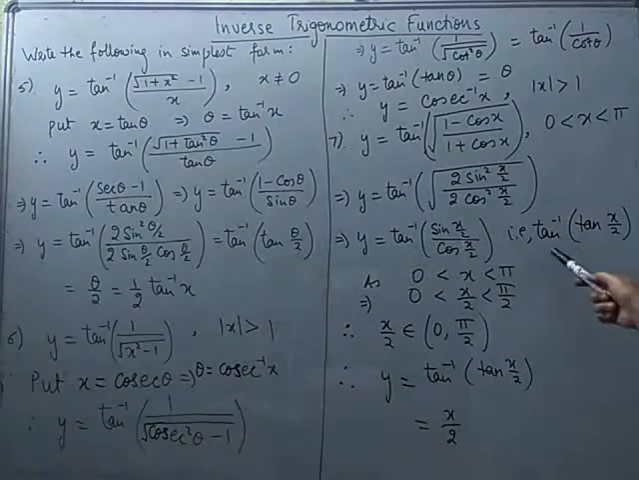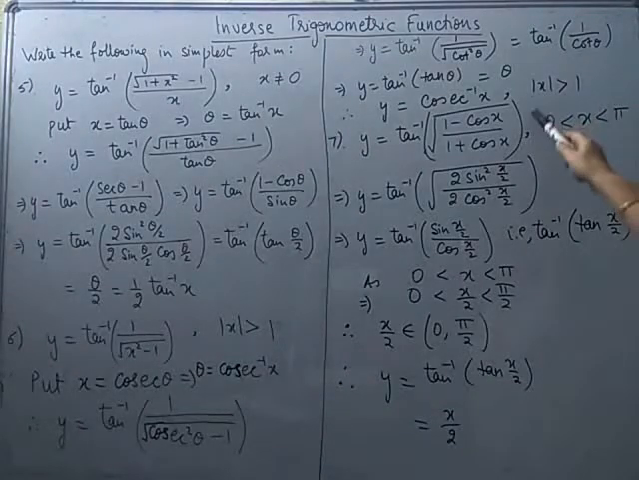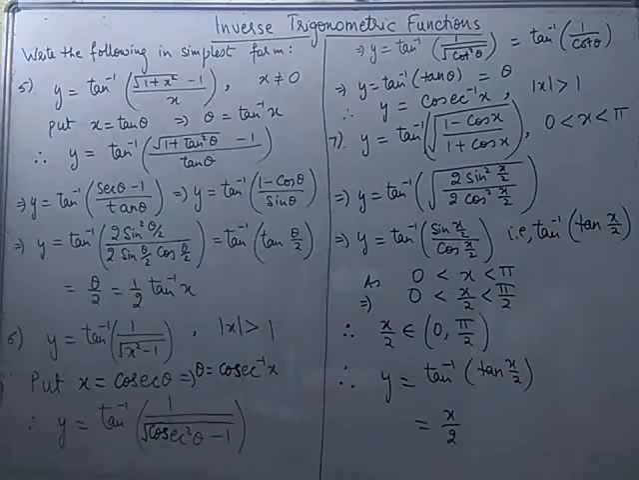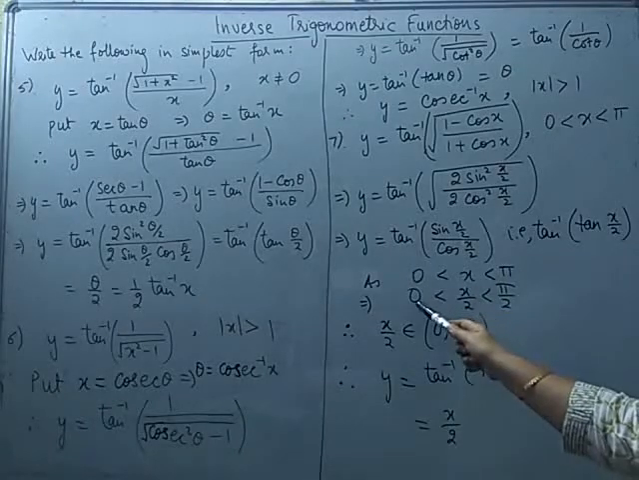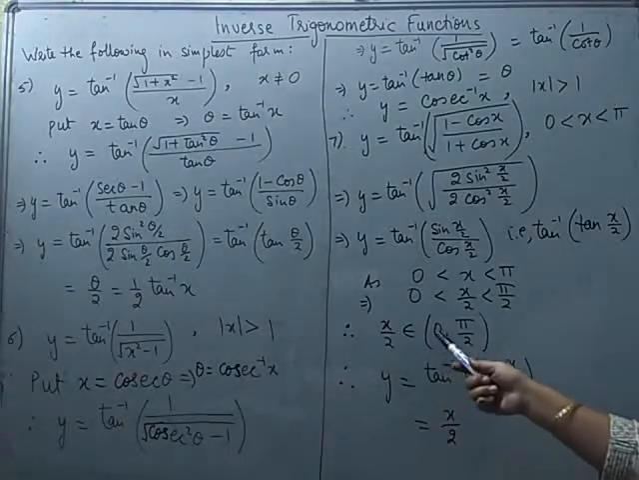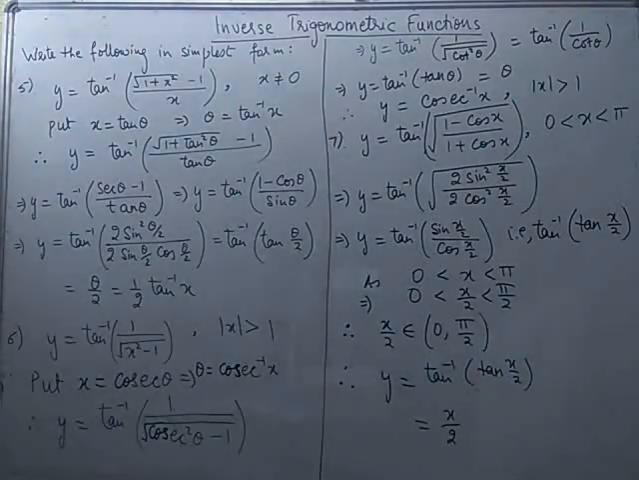You will see we can replace it by x by 2, and the given domain is going to satisfy that. See, x is given to be between the angle 0 to pi. It is an open interval 0 to pi. But our angle is x by 2, so we can divide each by 2 and we get x by 2 in the open interval 0 to pi by 2. See, it is greater than 0 but less than pi by 2.